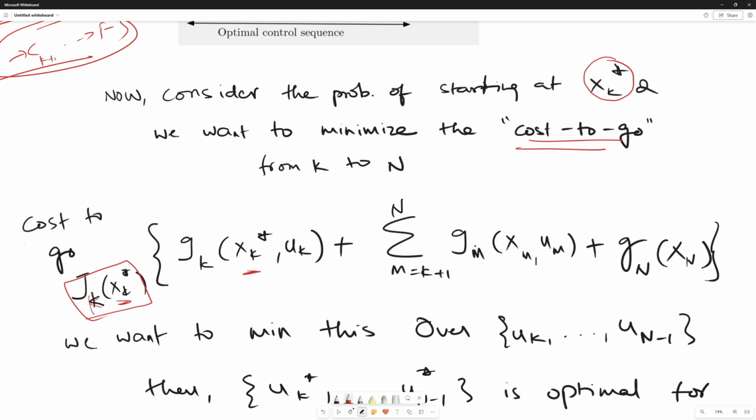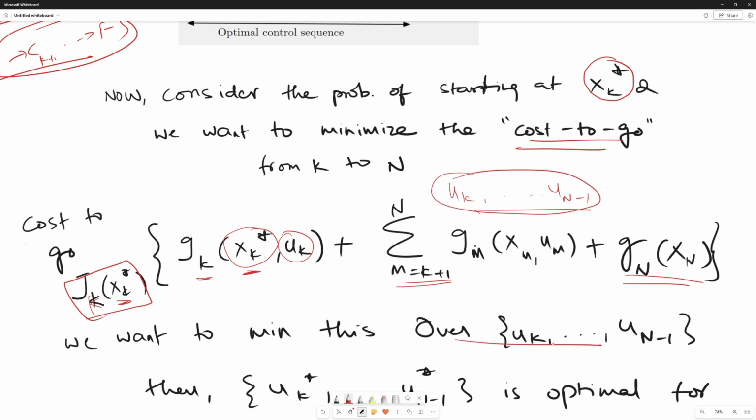So that is gk of xk star and apply the control uk, plus, you just read this equation, the sum going from k plus 1 to n of g of m, xm, um, plus the terminal cost of xn, correct? So this is for a random control sequence uk to un minus 1. This is the control sequence here in this question. So obviously I want to minimize this over all the control sequences possible, right?